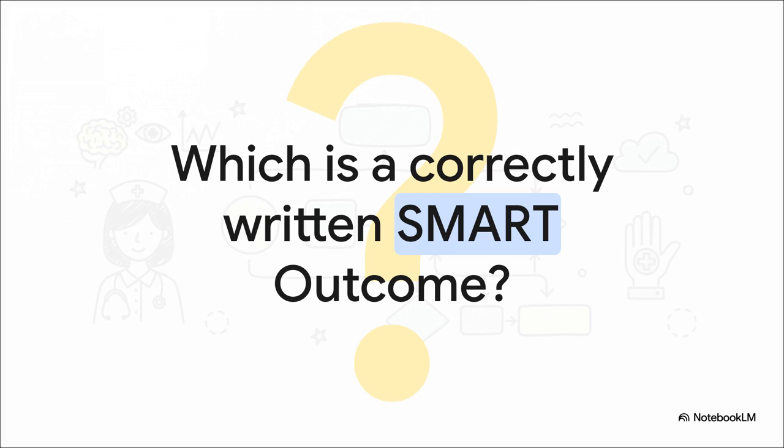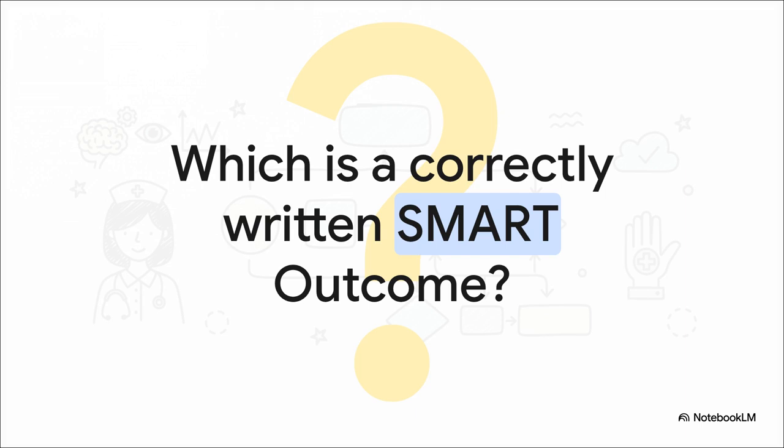The answer is C. Let's talk about why. A is what the nurse does, not a patient outcome. B is totally vague. What does "feel better" even mean? And D is actually 2 goals smashed into one, which violates our specific rule. C is the only one that checks all the boxes: specific, measurable, attainable, realistic, and timed.